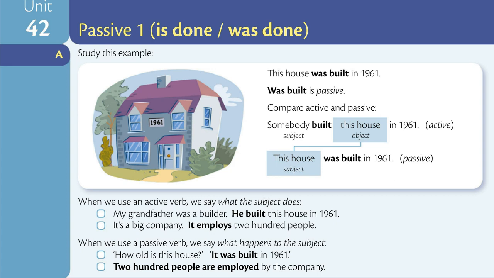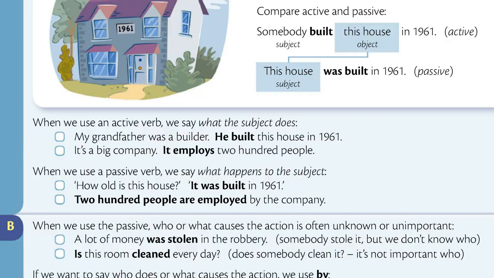My grandfather was a builder. He built this house in 1961. It's a big company. It employs 200 people. When we use a passive verb, we say what happens to the subject. How old is this house? It was built in 1961. 200 people are employed by the company.